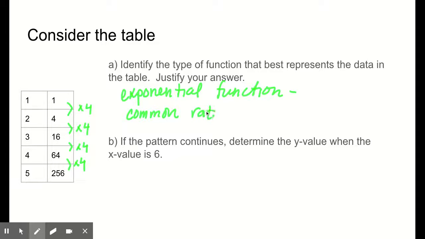Now, it's really important that you make sure that you're using the proper vocabulary when you're explaining your reasons. So again, for linear, it's a common first difference, quadratic is a common second difference, and exponential shows a common ratio. So make sure that you're using those words. So if the pattern continues, determine the y value when the x value is 6. So if x was 6, we would have to multiply 256 by 4, and that would give us a y value of 1,024.